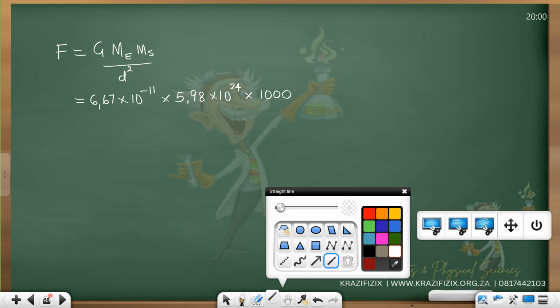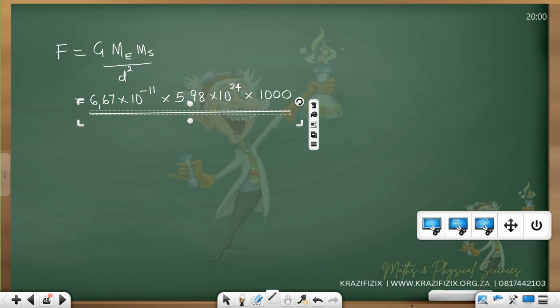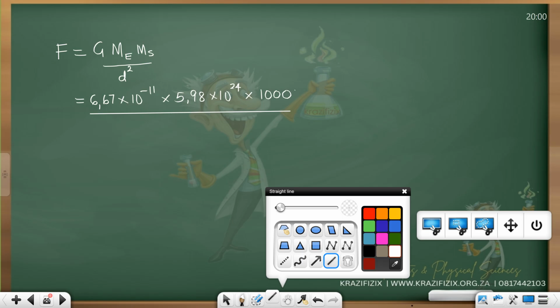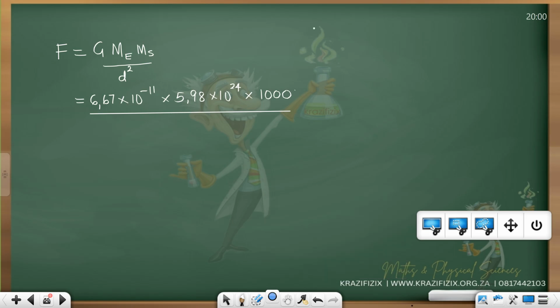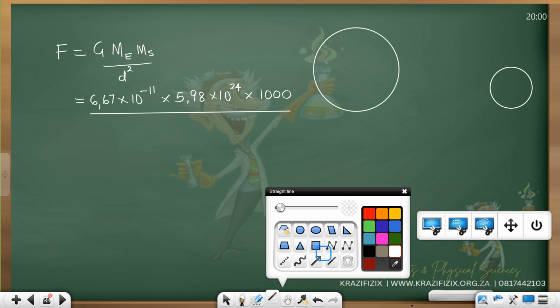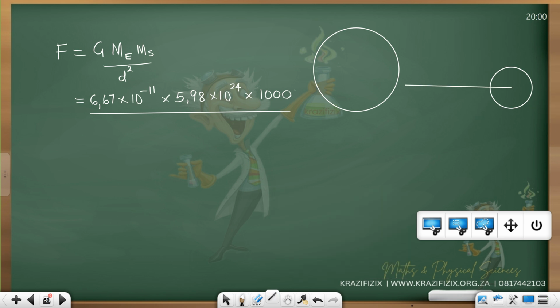Now, this is where the job is. Please, the distance is between the two centers. But look at what we have. I'm going to draw the diagram they gave us. They gave us the Earth and they gave us a satellite. I want something you didn't pay attention to. I am going to show you. They measured from the center to the surface.